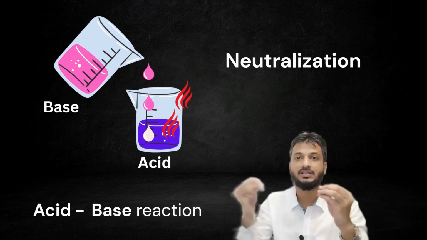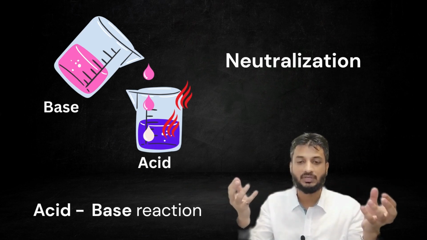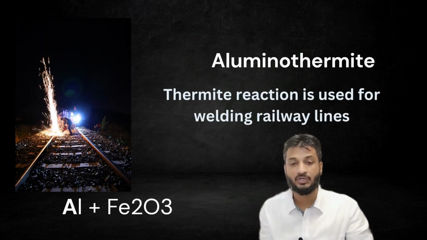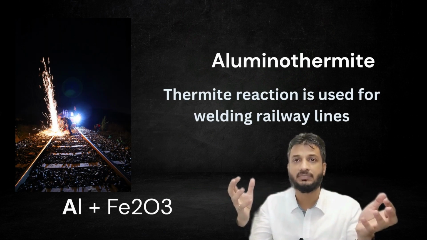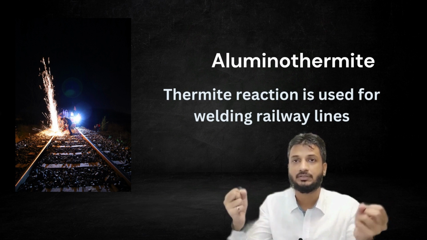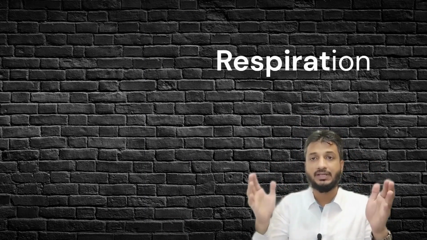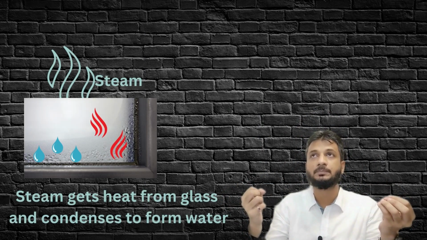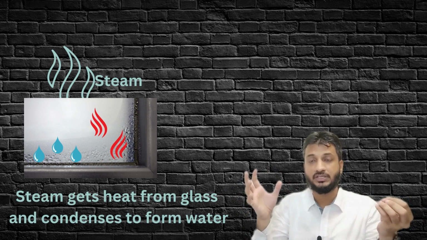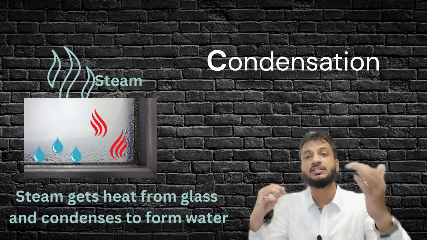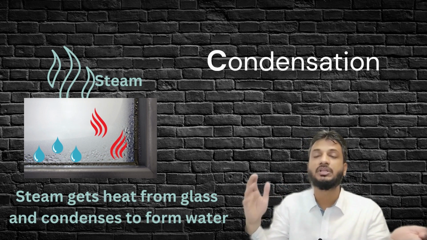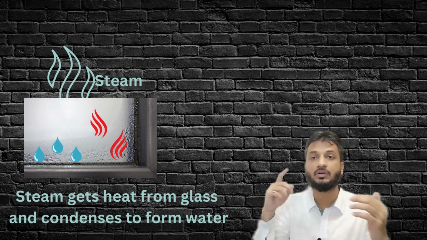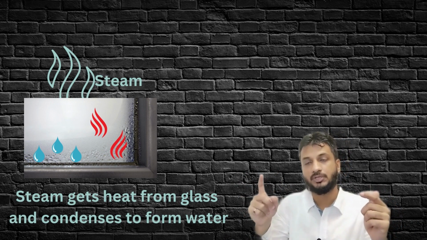neutralization reactions. When we put acid and base together, we get heat as an outcome. Aluminothermy reaction. And also there are processes in daily life that are exothermic. For example, respiration is a daily life process that releases energy to be used by cells. Similarly, guys, when we take the example of condensation, we have steam and that condenses to form water. So that steam actually loses energy. So condensation or conversion of steam into water is exothermic.